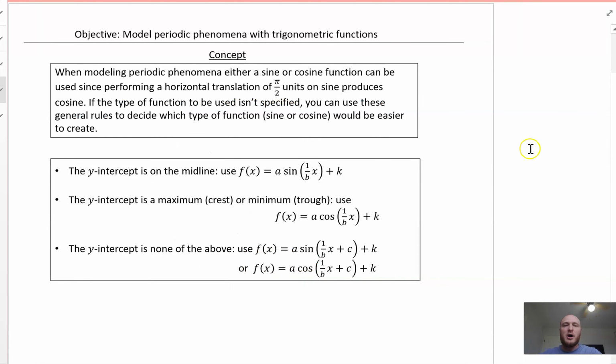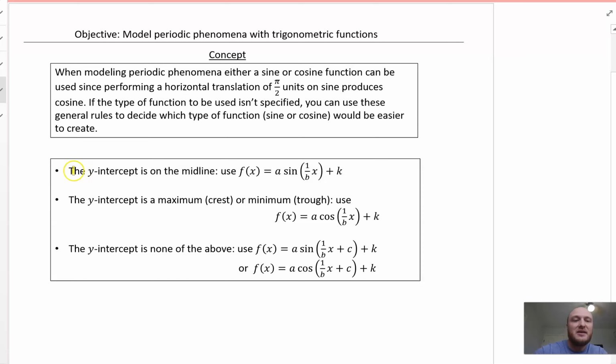So when modeling periodic phenomena, either a sine or a cosine function can be used, since performing a horizontal translation of pi half units on sine produces cosine. This is also true vice versa. You could go from cosine over to sine. But generally, if it's not specified, we can use whatever type of function we want, either sine or cosine. However, there are some telltale signs, if you will, about what function we're going to use.